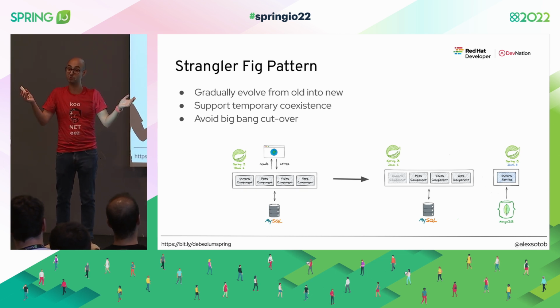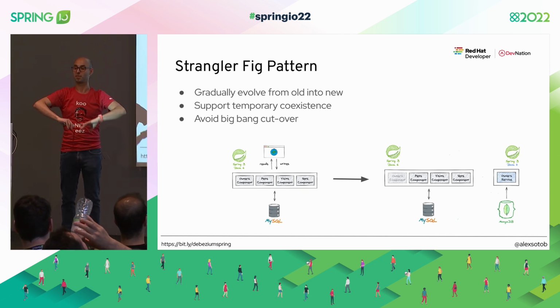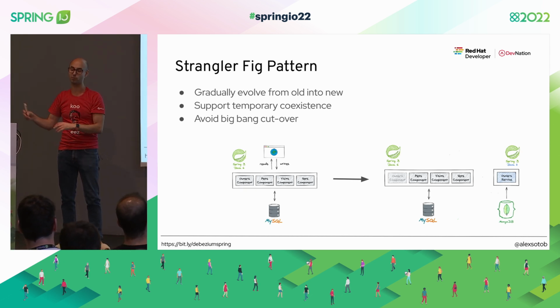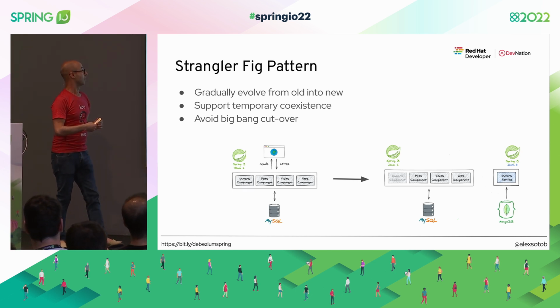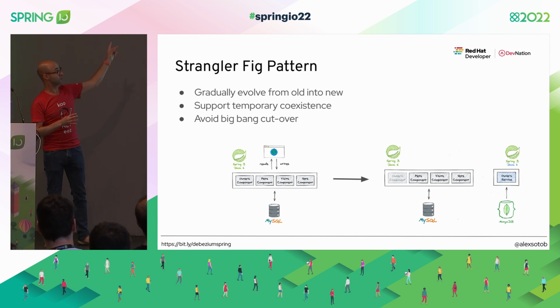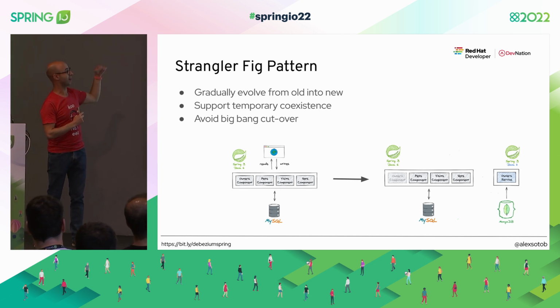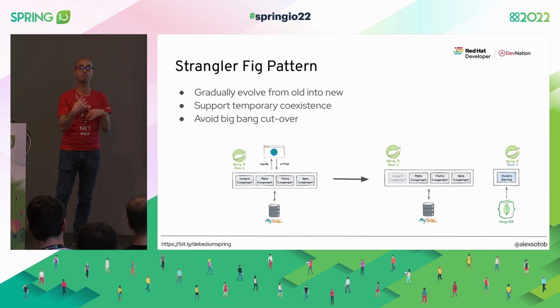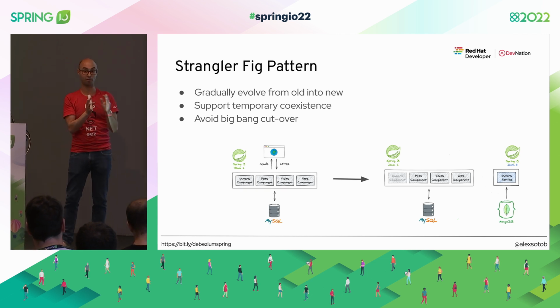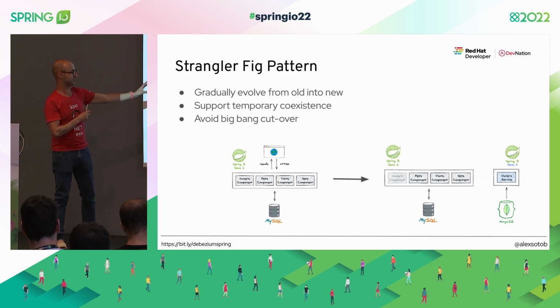Okay, we can do a big bang. So just break down all the architecture and then change it from one to another, which is quite risky. Or we can use the strangler fig pattern, which allows us to temporarily coexist both of the versions. So this is what we want to have.